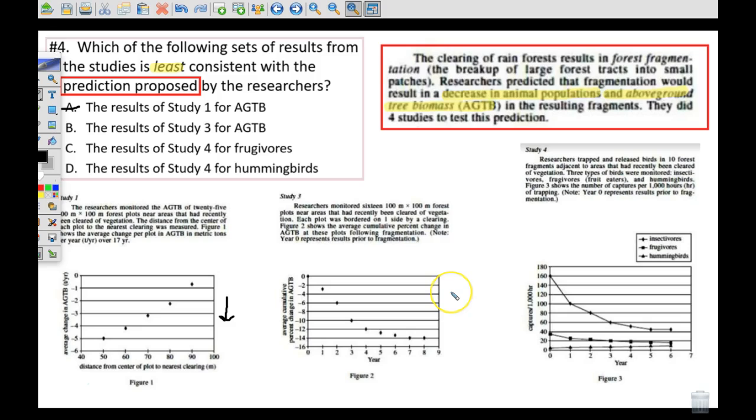In study 3, the biomass, the plant life, also decreased. So study 3 is also not a viable option, so B is out. In study number 4, the frugivores, denoted by the squares in figure 3, went down, so that animal population decreased, so C is not an option. But the hummingbirds, noted by the triangles, slightly increased, which is not consistent with the researchers' original suggestion, so D is our answer for question 4.